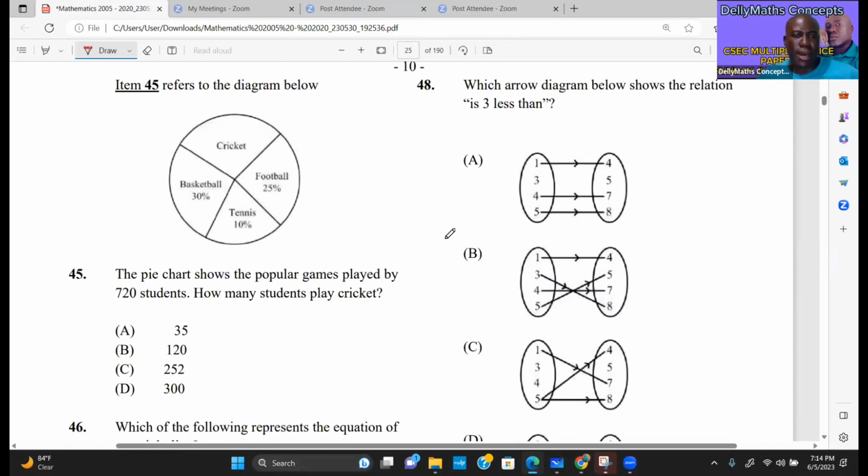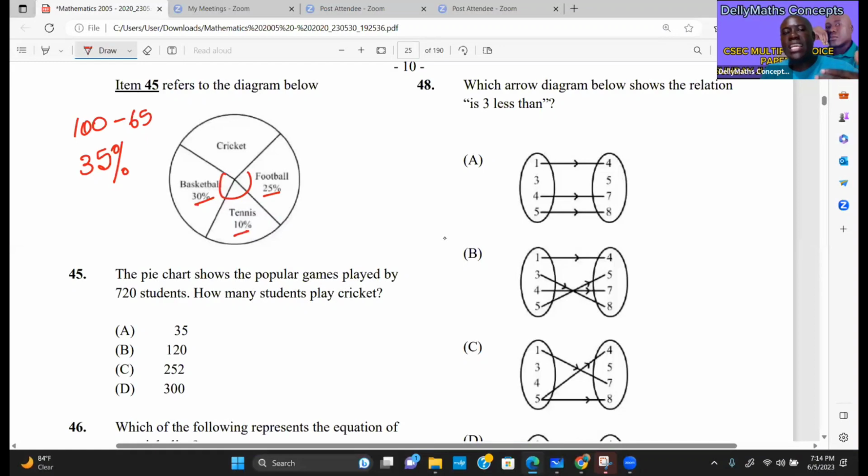The pie chart shows the popular games played by 720 students. How many students play cricket? If you want to know how many play cricket, you can just work out the cricket percentage. Percentage is out of 100. We have 30 there, we have 10, that's 40, and we get 20, that's 65 together. So cricket is going to be 100 take away that 65. Cricket is 35%.